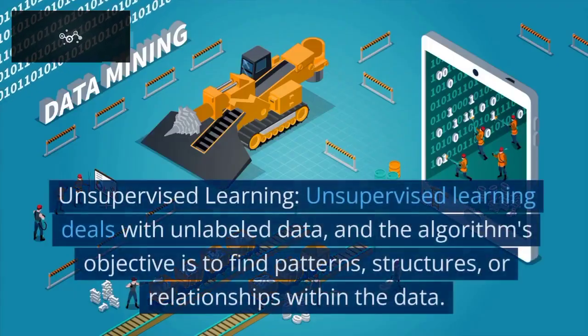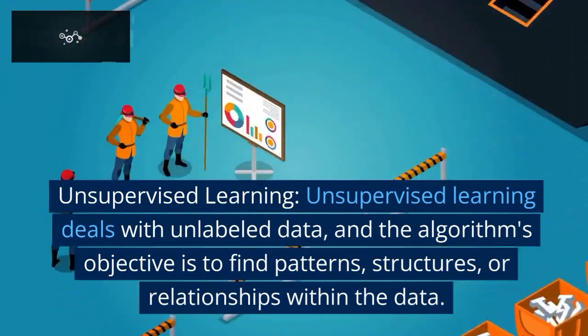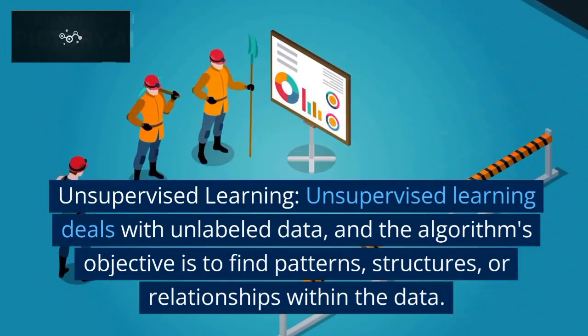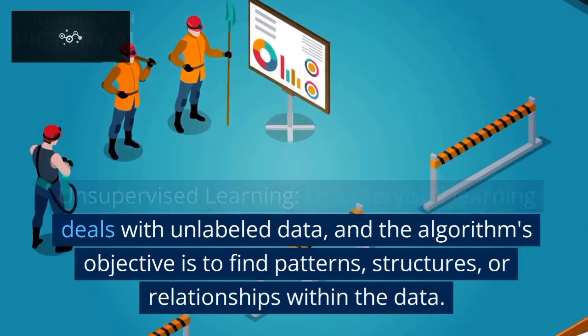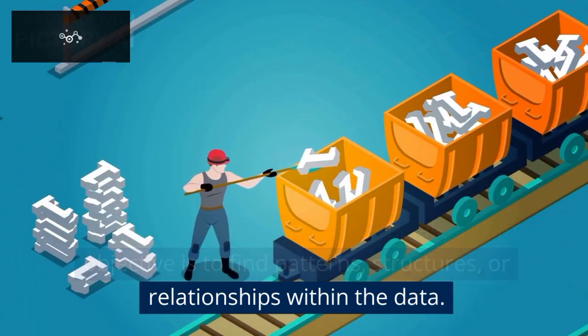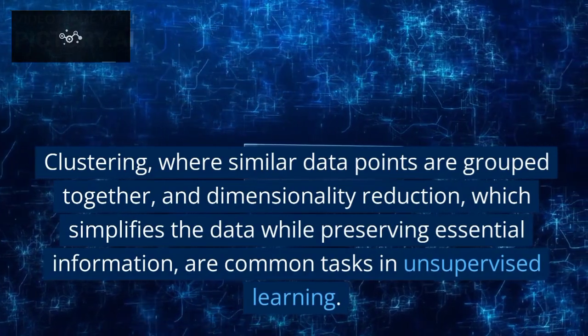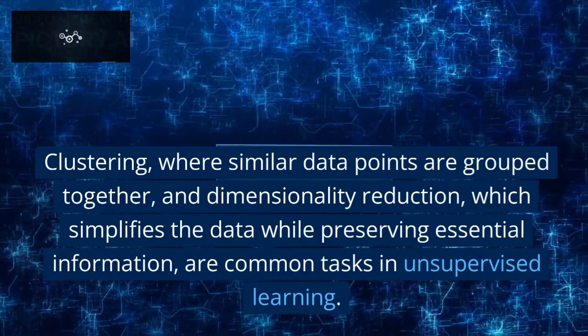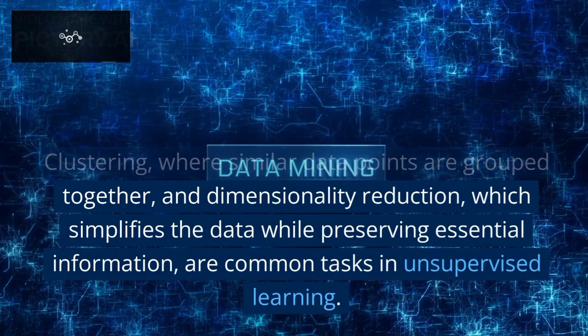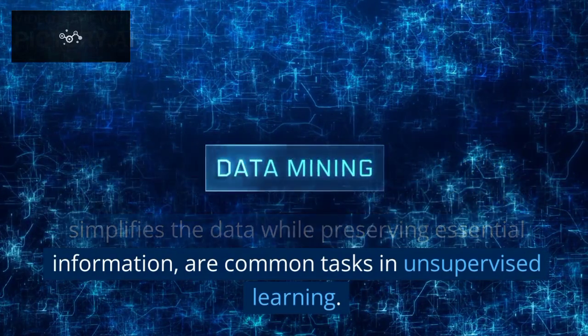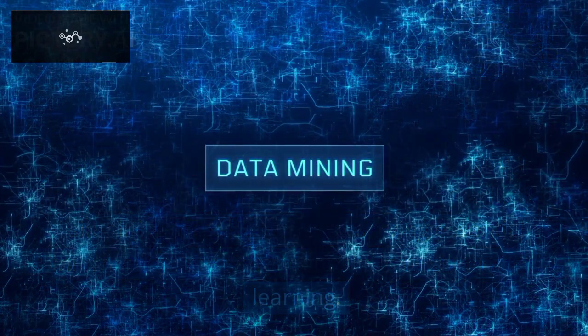2. Unsupervised learning. Unsupervised learning deals with unlabeled data, and the algorithm's objective is to find patterns, structures, or relationships within the data. Clustering, where similar data points are grouped together, and dimensionality reduction, which simplifies the data while preserving essential information, are common tasks in unsupervised learning.